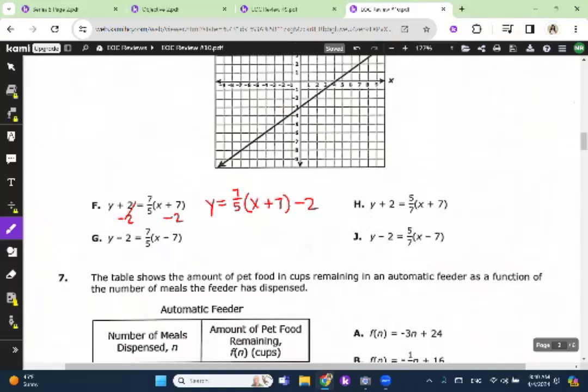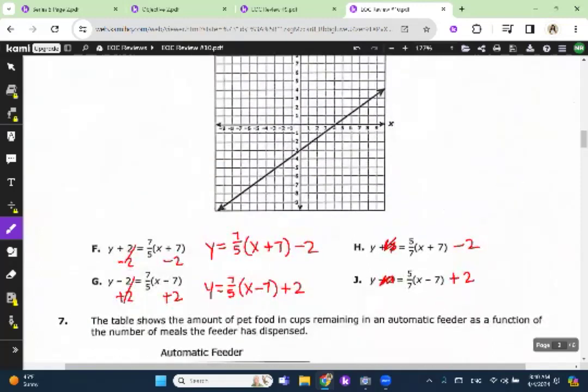And on G, you add 2 to both sides. Okay, so you get y equals 7/5 x -7 plus 2. Same thing on those other sides. This one's going to have a -2 at the end. This one's going to have a +2 at the end. Questions on what I just did? Now you have equations that are solved for y, so you can put those into y equals and compare them to your graph.